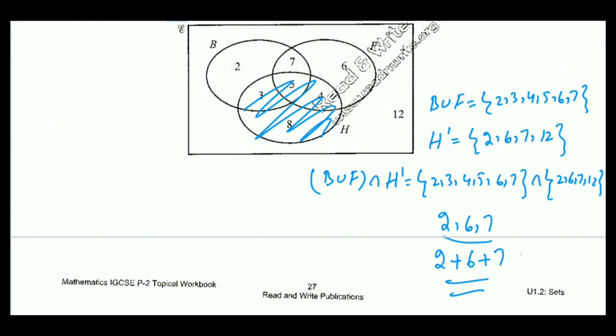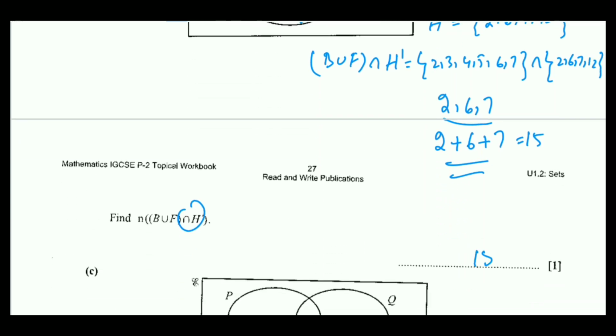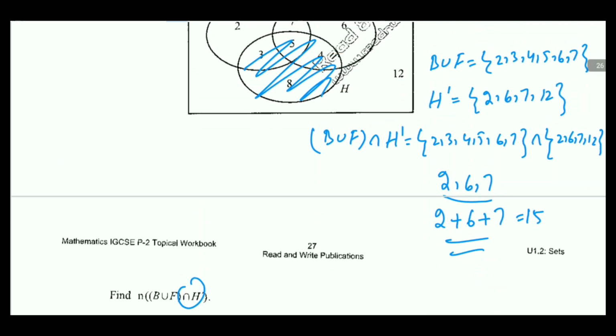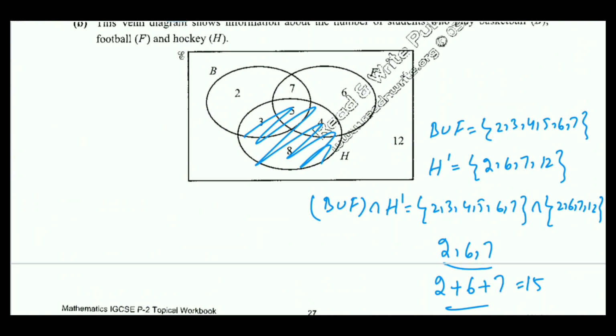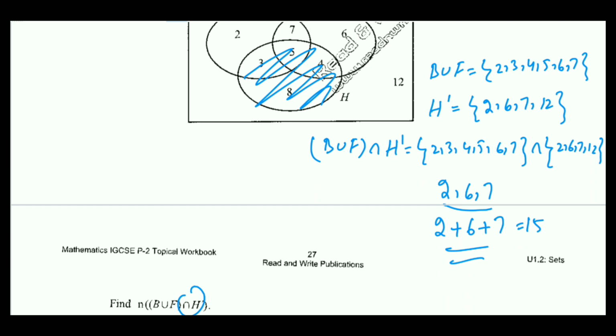So here 2 plus 6 plus 7 is 15. 15 will be the final answer. So please don't forget to add them because these are already numbers. So the final answer will be added and you will get the required number of elements.